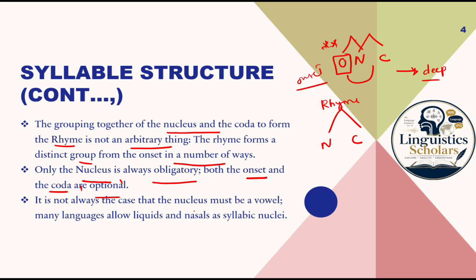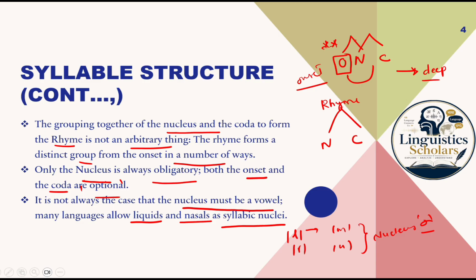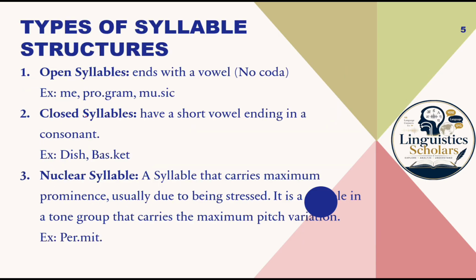And it is not always the case that the nucleus must be a vowel. As I mentioned in the example that I have given, mostly the vowel occupies the position of nucleus. But many languages in the world also allow liquids and nasals as syllabic nuclei. It means that liquids such as l, r, and nasals such as m, n can also occupy the position of nucleus in the syllable structure. Got it?